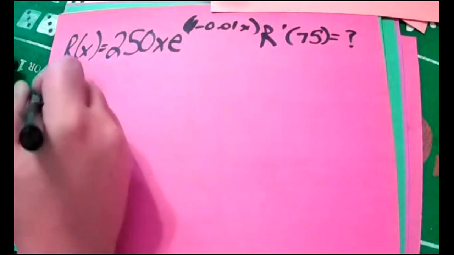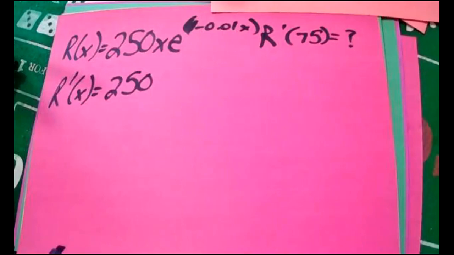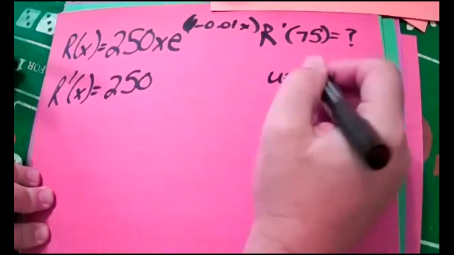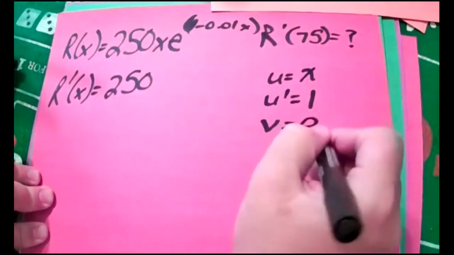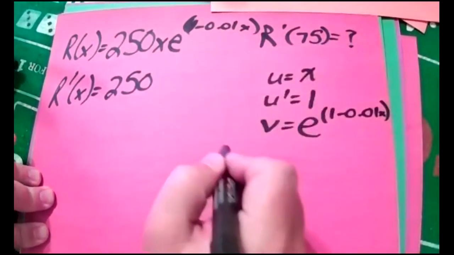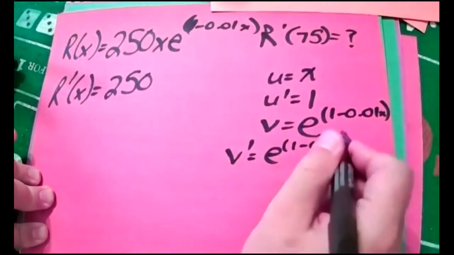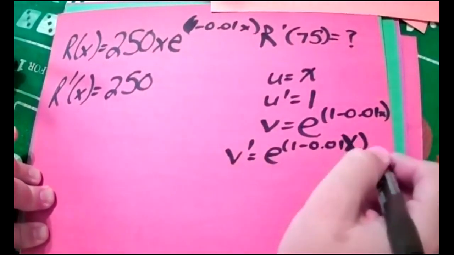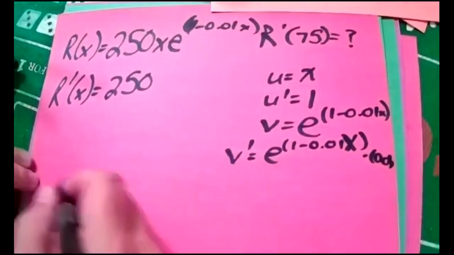Let's start by considering that R prime of x will start just being 250, right? And then I have two parts. This is a product. We have u is going to be x, so that means u prime is, of course, 1. Then we have v, which is going to be e to the 1 minus 0.01x, which means that v prime is, once again, that same quantity, e to the 1 minus 0.01x, but then times the derivative of what's inside, which is times negative 0.01. The problem is I'm trying to squeeze. I'm going to write it here like this.